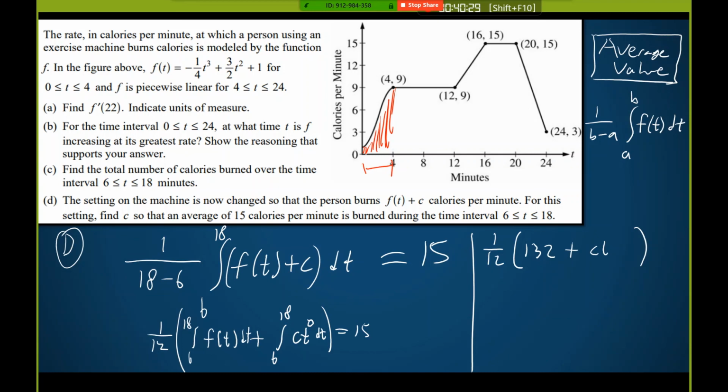So I'll plug in my upper bound of 18 and subtract my lower bound of 6 to get 1 over 12 times, okay, all of this is still equal to 15. 1 over 12 times 132 plus 18c minus 6c. That's plugging in 18 for t for my upper bound and subtracting when I plug in 6 for t for my lower bound. So I'm left with 1 over 12 times 132 plus 12c equals 15. And now we just need to solve for c, and we're done.